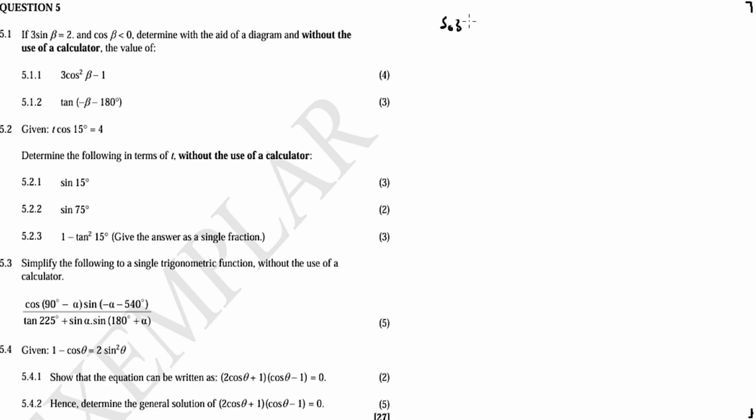Alright, so 5.3. What is happening on 5.3? They want us to simplify the following to a single trigonometric function without the use of a calculator. Okay, this is a co-ratio. We solve it piece by piece anyway.